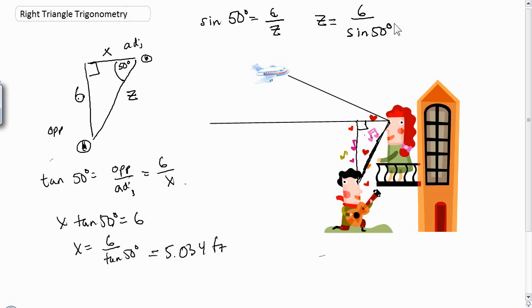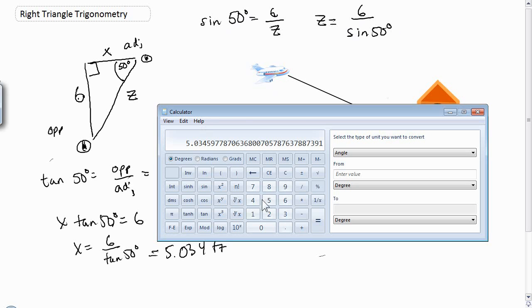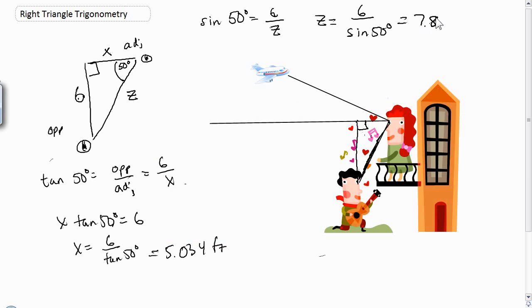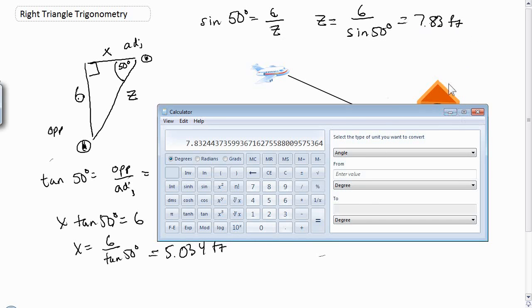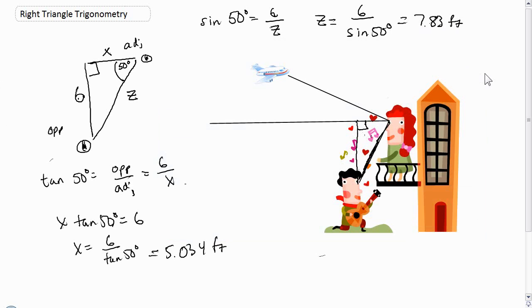But because the ratio is different, I come down here, I go 6. Let's clear this out. 6 divided by 50, take the sine of that angle, which in this case, the ratio of a sine of 50 degrees means that the opposite is 0.766, it only goes up that high as you go at a diagonal of 1. I hit enter, and you find out that they are going to be 7.83 feet apart. Is that what it was? Yep, 7.83 feet apart. So they should be close enough to each other that she can hear, even if the singing is quite awful.